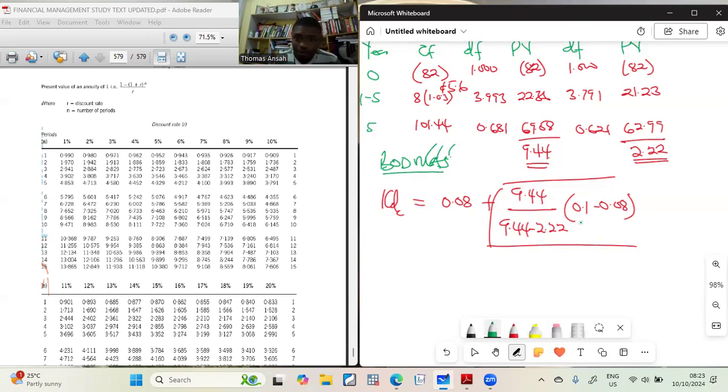So here, it was 9.44 minus 2.22. Then you do 9.44 divided by that, and you multiply it by the one in the bracket, which is 0.02. That's the difference. Then you add 0.08. So that gives me 0.1061, and rounding it, it's 10.6, which is 11% rounded.